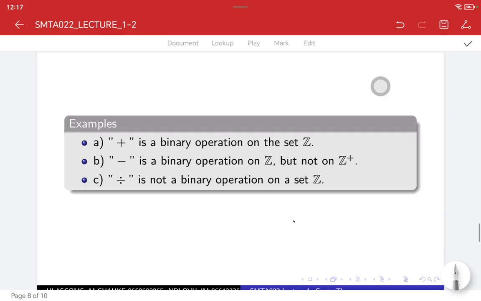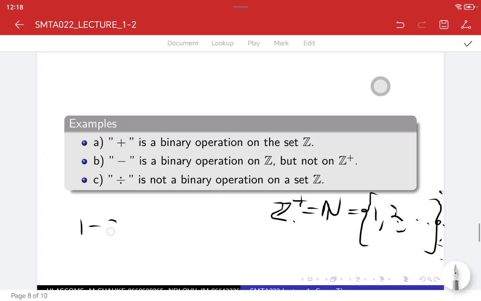Let's say we check on Z plus. Remember, Z plus is like the natural numbers. If I write it like this, I'm sure you're going to understand. These are numbers until infinity. And then, when I come here, let's say I take 1 minus 2. I take two numbers. Let 1, 2 be an element of Z plus.